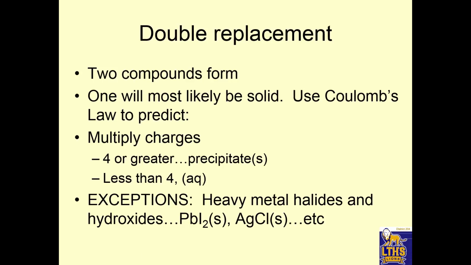What's next? Double replacement. Okay, in a double replacement, the products are two compounds. And one will most likely be a solid, and we're going to use Coulomb's law to predict by multiplying the charges. If we get 4 or greater, it's going to be precipitate. If we get less than 4, it's going to be aqueous. There are some heavy metal halide exceptions and hydroxides to this, but iodide solid, silver chloride solid, etc.